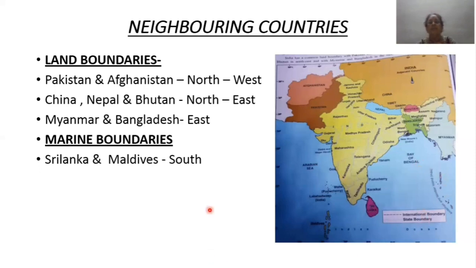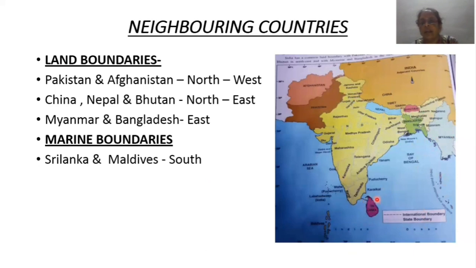So which are the neighboring countries of India? Pakistan and Afghanistan in the northwest. Then in the northeast, China, Nepal, and Bhutan. And in the east of India, Bangladesh and Myanmar. And in the south of India, Sri Lanka and Maldives. Sri Lanka is separated from India by the Pak Strait and the Gulf of Mannar.